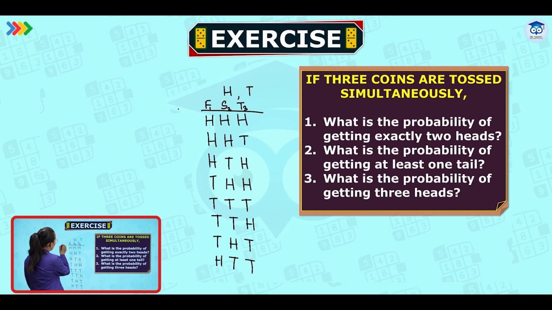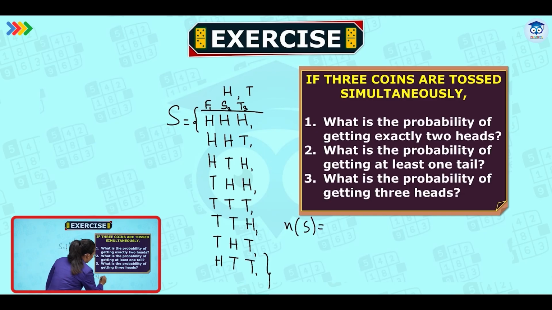So this is the S. S contains all of this, right? Since this is a set, it will be separated by commas. Now N of S will be 8, because the total number of possible outcomes is only 8. We can't have more than this, right? The first one is, what is the probability of getting exactly 2 heads? So exactly 2 heads means this one is not included, right? This is there, this is also there and this is there. We cannot take any other things, right?